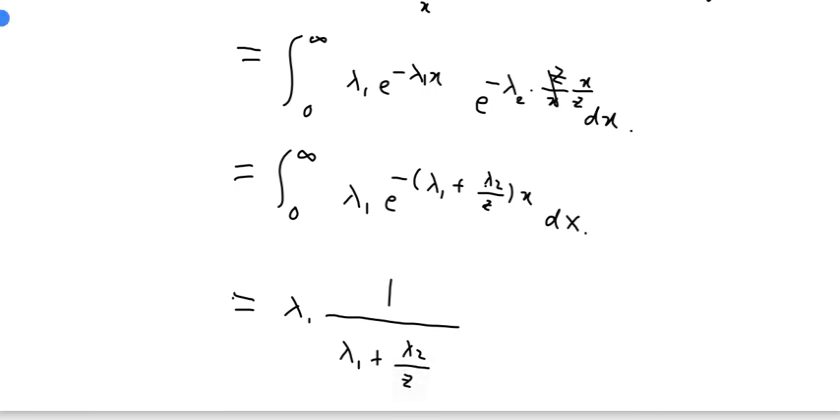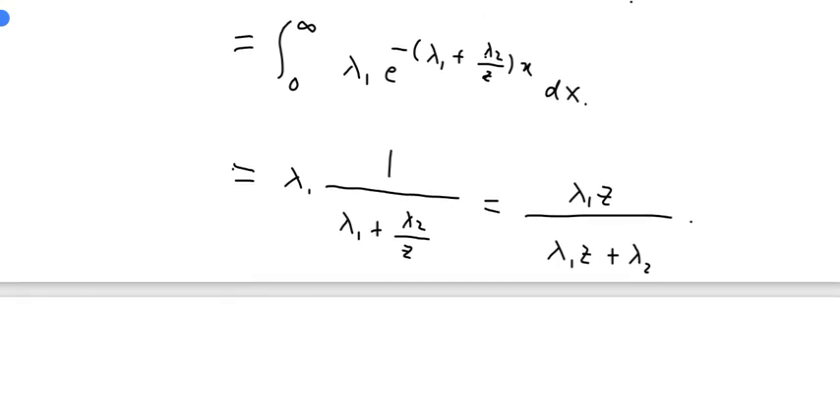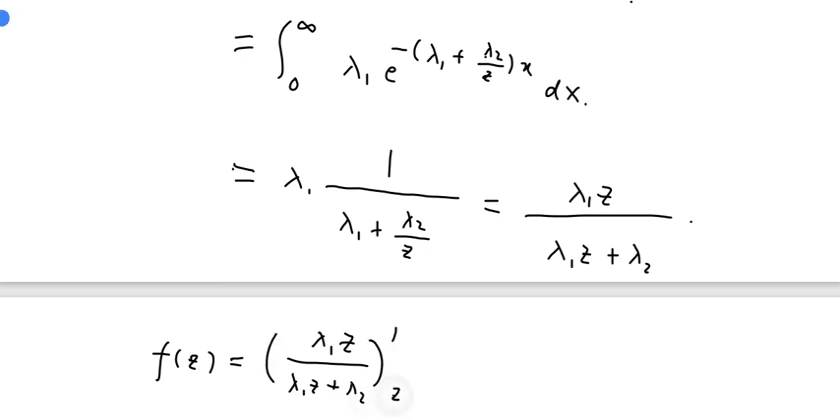Okay, we can multiply z, so we can say this is lambda 1 z plus lambda 2. Multiply z like lambda 1 z. Okay, so that's the function, that's the function of z. So this just equals lambda 1 z over lambda 1 z plus lambda 2. So derivative with respect to z, right?